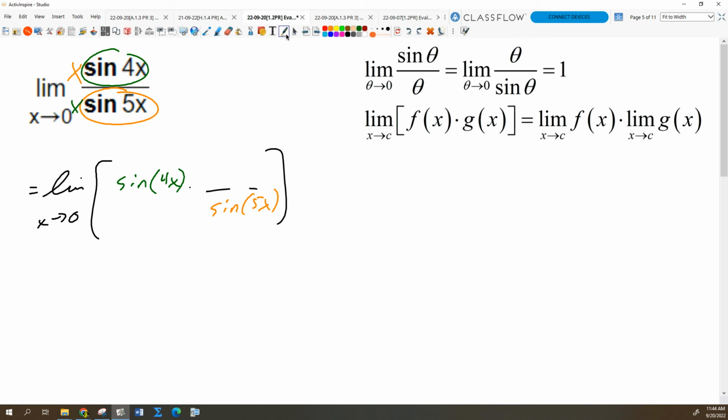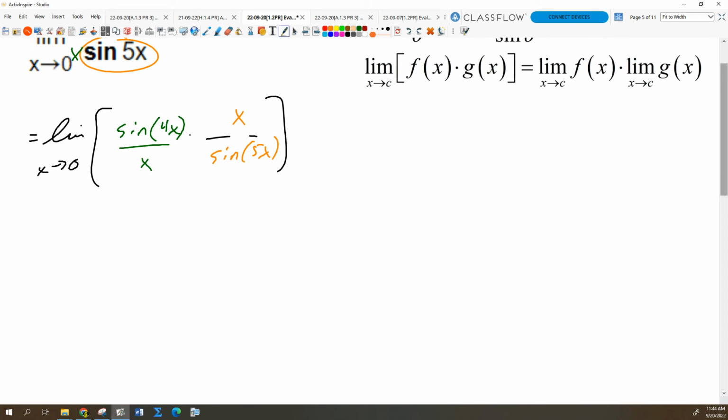Okay, and so then this is going to become, what color am I on here? Green. So this is going to become an x there, and this is going to become an x there. Now it's a pretty good time to break those apart into separate limits because those are both pretty doable limits now, right? We've got it down to a place where we're going to get this thing.